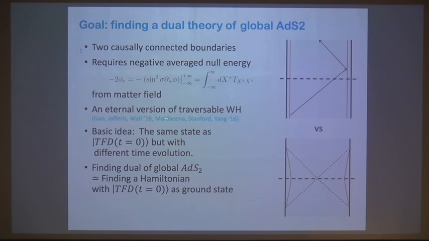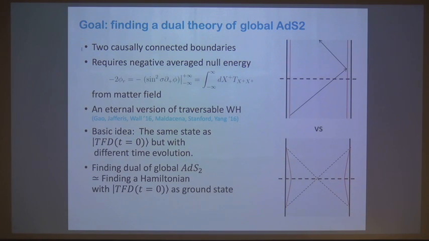So the difference of our case from the previous work is we want to consider this eternal traversable wormhole, which means you have a time translation symmetry. Instead of opening the wormhole a little bit, you want to have a wormhole that's open forever, at least if you don't throw too many things in it.